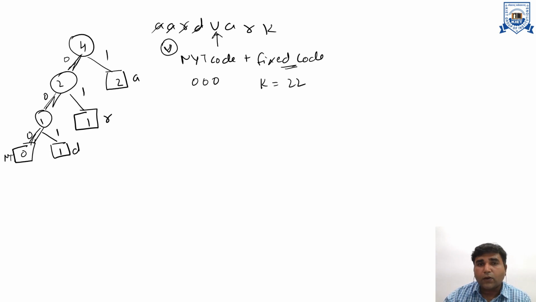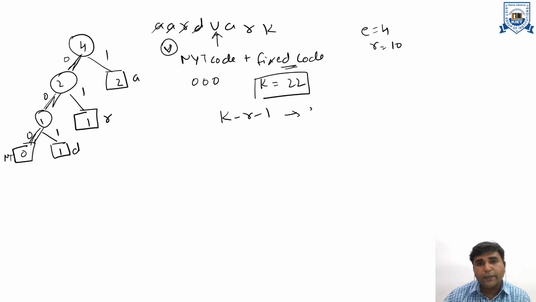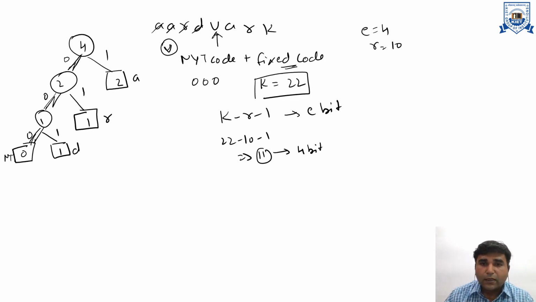For the symbol B, the value of k is 22. At this moment, if we check the condition, the second condition is satisfied because the value of k is greater than 2r. As we know, the value of e equals 4 and r equals 10. So the second condition is satisfied. On the basis of the second condition, we have to encode k minus r minus 1 in e bits. So k minus r minus 1 means 22 minus 10 minus 1, that is 11. So we have to represent 11 in e bits. E means 4 bits. We can easily represent 11 in 4 bits, so we have 1011. So here the NYT code is 000 and the fixed code is 1011.